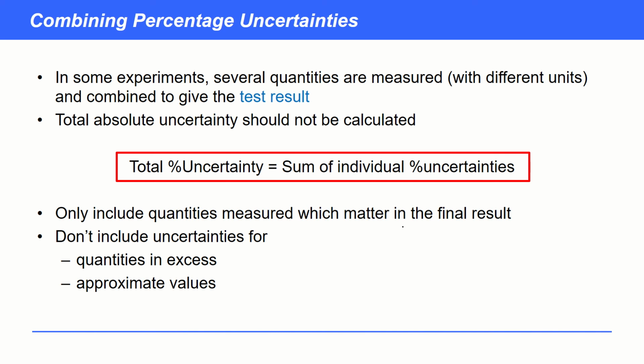You only include quantities that you've measured which matter in the final result. So for example, if you measure the volume of something which is going to be in excess, you don't need to include it. And if you measure something approximately, again, you don't need to include it. So the simple rule of thumb would be you include the uncertainties from equipment with which you've measured quantities that you then use in your calculation to find the test result. So if something was in excess, you didn't use it in the calculation, you don't need to include it in the total percentage uncertainty.